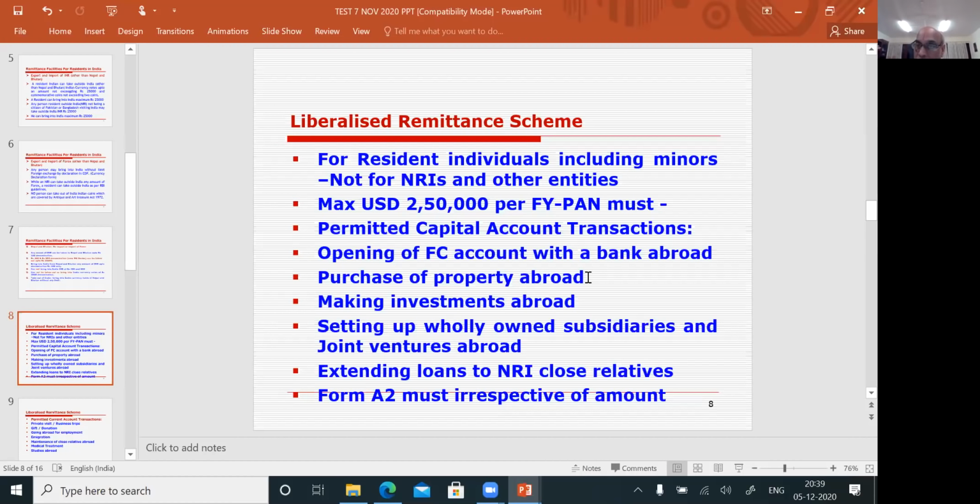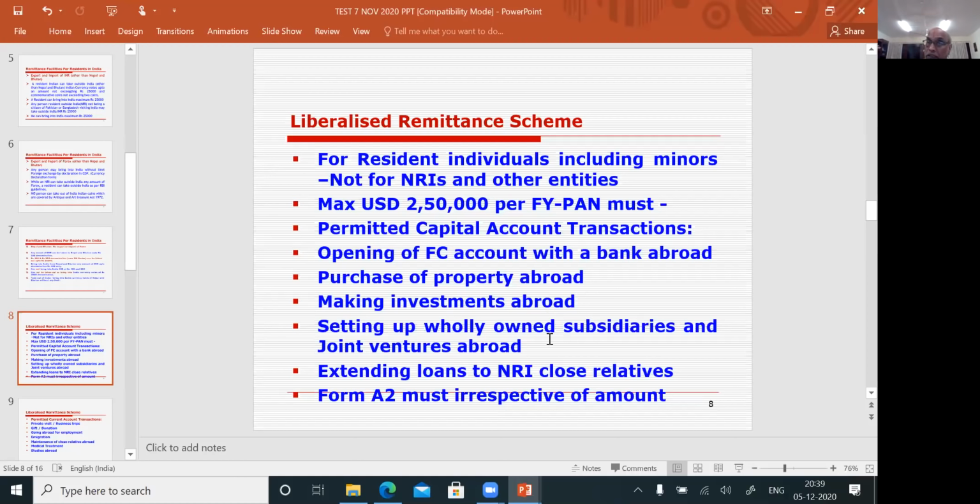You can purchase a property abroad in your name, like Vijay Mallya, who is there in London, by using these 250,000 US dollars. Purchase of a property abroad. Making investments abroad: you can make investments in their share market or any companies abroad. Maximum US dollar 250,000 per year.